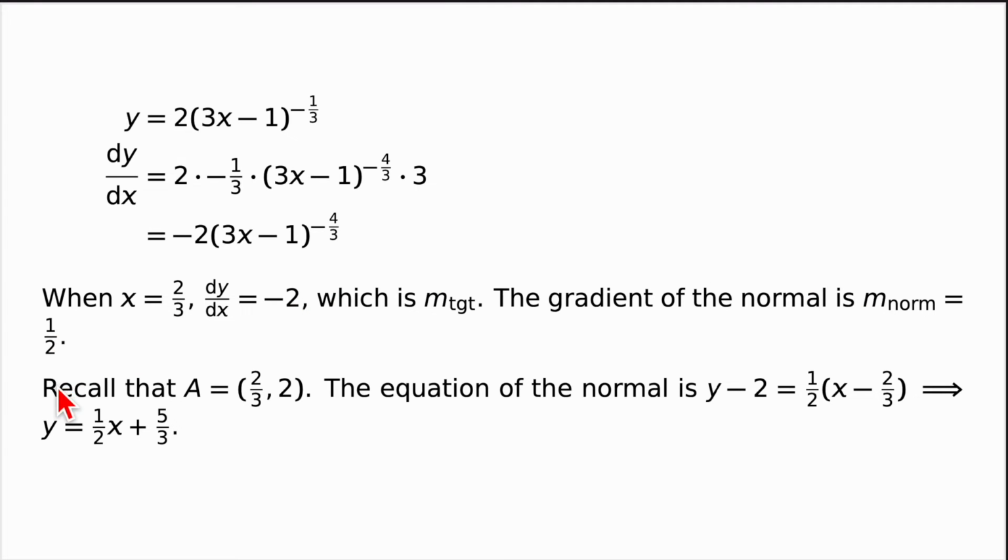So recall that the point A was given by 2/3 and 2, and we know that the gradient of the normal is 1/2. So that means that the equation of the normal is y minus the y value, which is 2, equals a half, brackets x minus the x value, which was 2/3. Now we need to expand this out and rearrange it to make y the subject, and that's pretty easy. You get the final answer there, which is y equals a half x plus 5/3. And that's the end of the question.